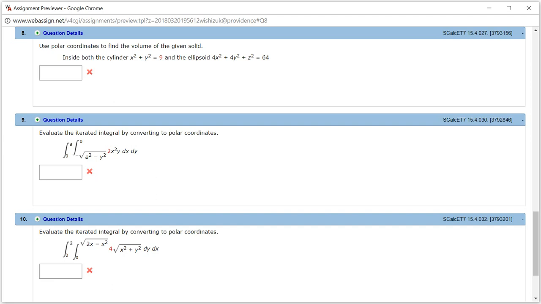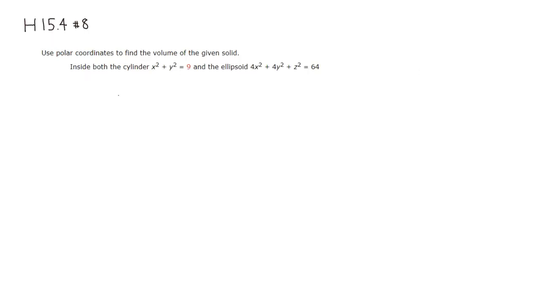Alright, let's look at homework 15.4, problem number 8. We want to find the volume of the solid which is inside the cylinder x squared plus y squared equals 9, and also inside the ellipsoid given here. Alright, so let's do that.